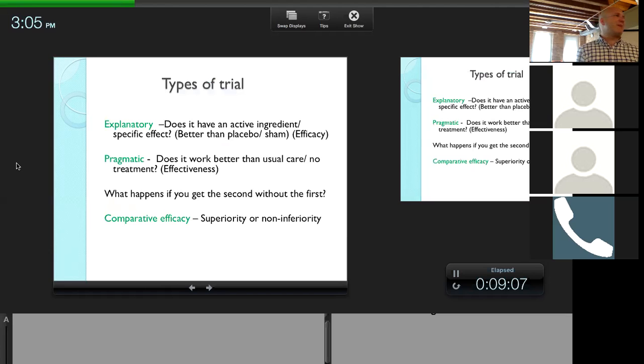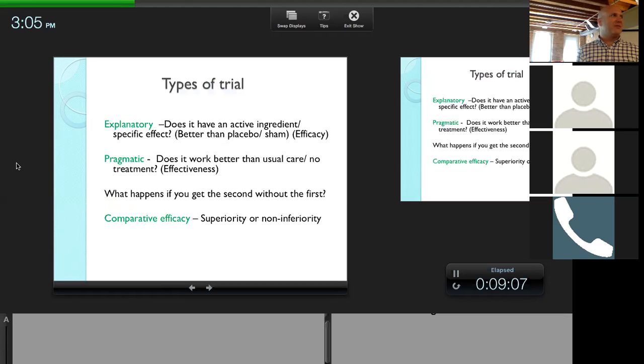Or we could be more pragmatic and say, well, we're not that interested in how it works. We just want to know if you roll this out, pay for it and give it to patients, do they end up better than not doing it? In that instance, you might compare with no treatment or usual care. So that's more of a pragmatic trial, and that's more about effectiveness.